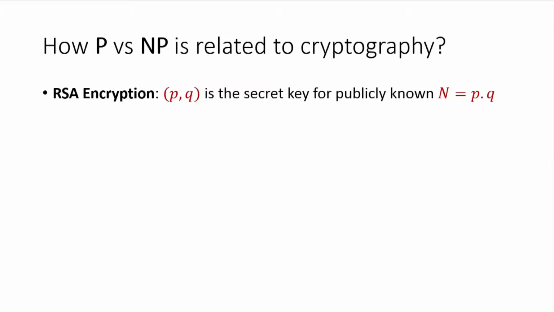Interestingly, this puzzle is at the heart of the most popular encryption algorithm that you use every day, probably without knowing that you're using it. Whenever you log in to your email account, whenever you buy something on Amazon, this encryption algorithm is used somewhere in this process over the internet. And the name is RSA. It stands for Rivest, Shamir, and Adleman, three guys who invented this encryption algorithm.